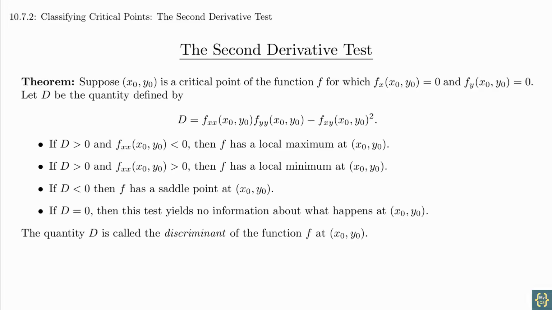The quantity d is known as the discriminant of the function f. This quantity can be written as the determinant of a matrix, and this form gives a hint about how we may generalize this to higher dimensional functions.